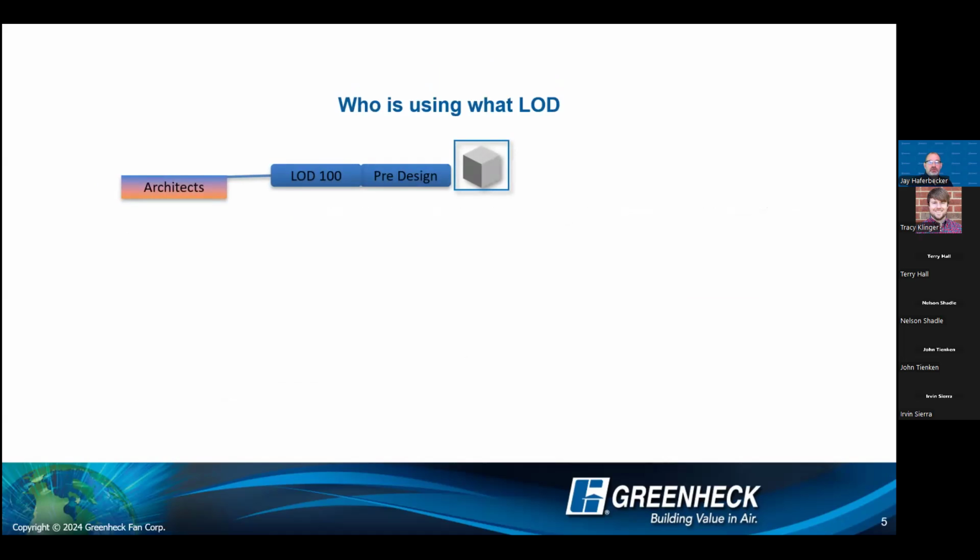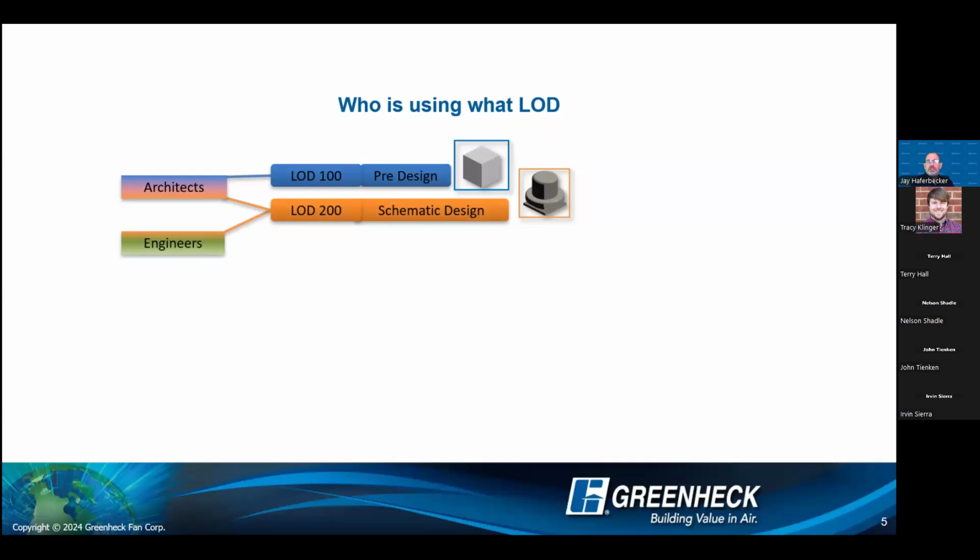The first is LOD 100, typically used by architects in the pre-design stage. We've got the structure of the building laid out as far as its size, the sizes of the rooms, stuff of that nature. Not very helpful from our perspective yet. Then there's the LOD 200 level, typically used by plan spec engineers in the schematic design phase. We're designing for engineering intent, how much ventilation we're moving through the ductwork, that type of stuff.